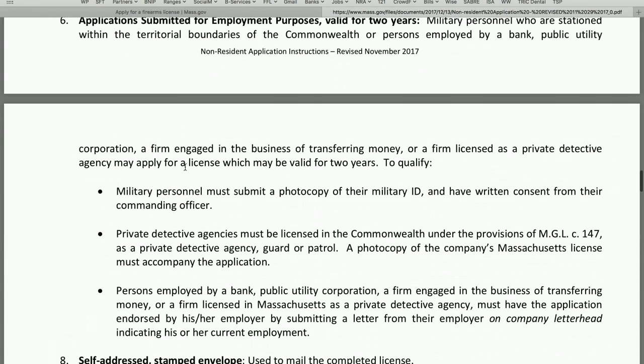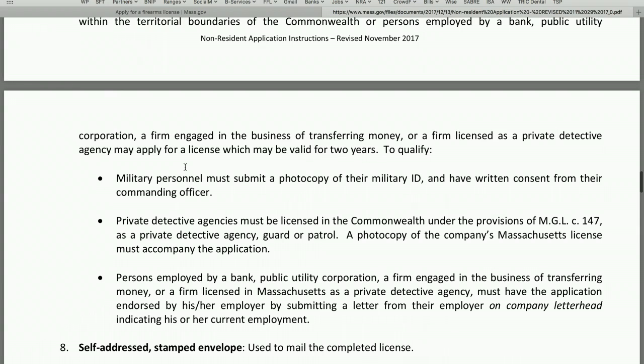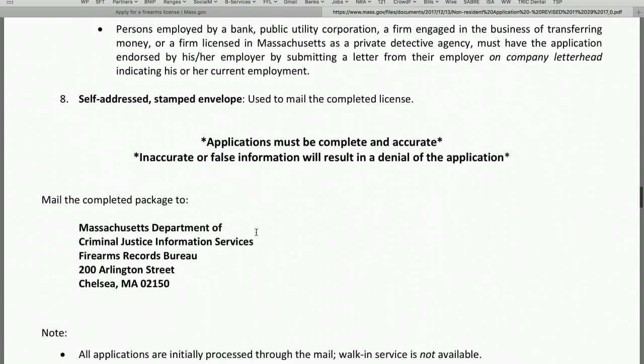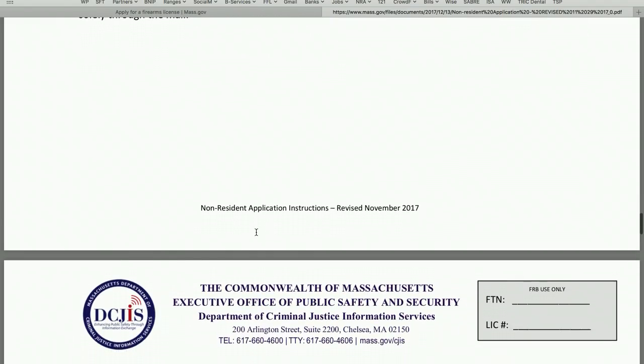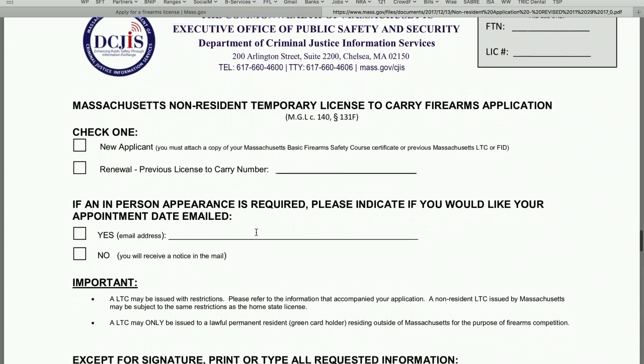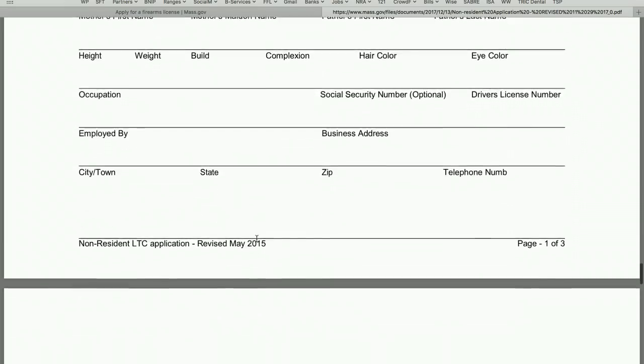So that's pretty much it right there. I mean, it's really self-explanatory on the rest. This video I think is already way too long. So that's the Massachusetts LTC application and FID card for anybody who was interested in learning more about that.